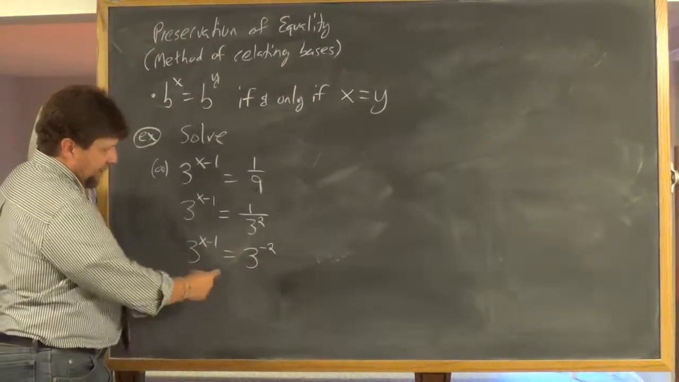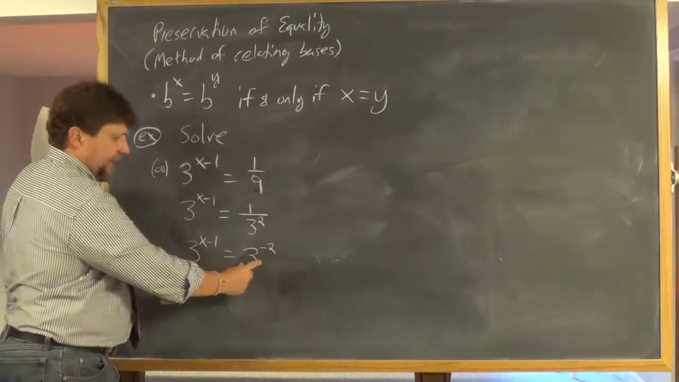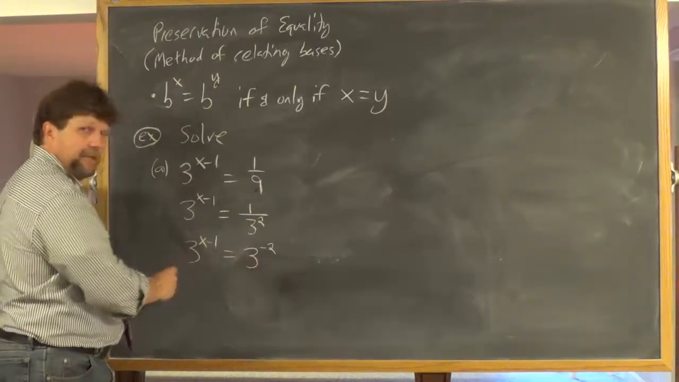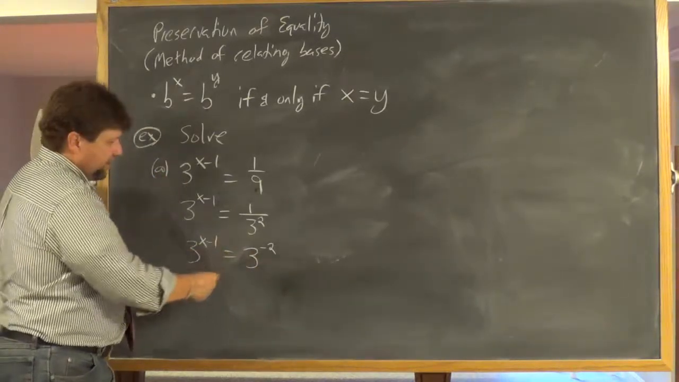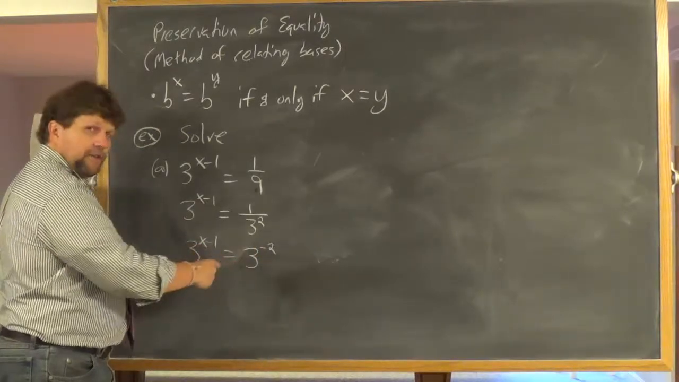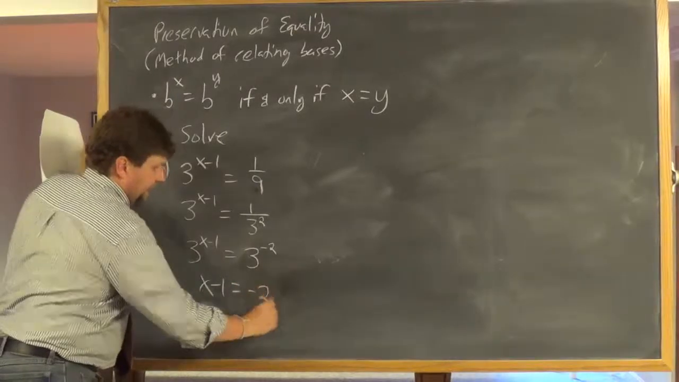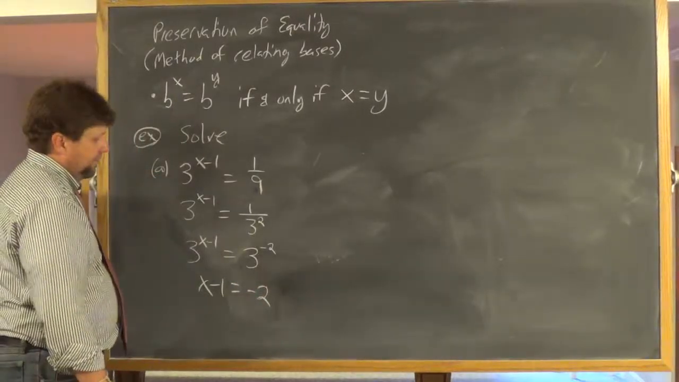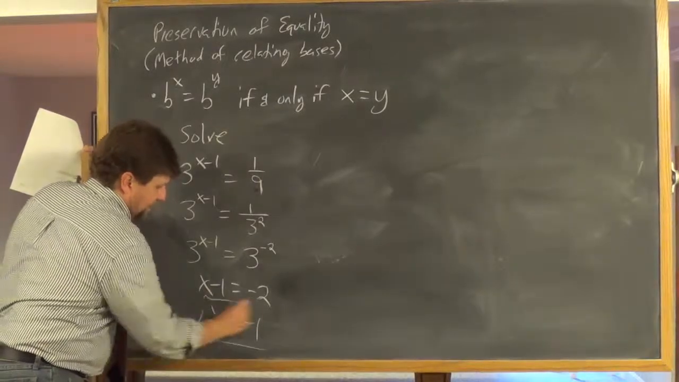Now check it out. The bases are the same. The only way this equation can be true, when the bases are the same, is if the exponents are equal. So this equation is only true if x minus 1 is equal to negative 2. And then I add 1 to both sides and I get x equals negative 1.